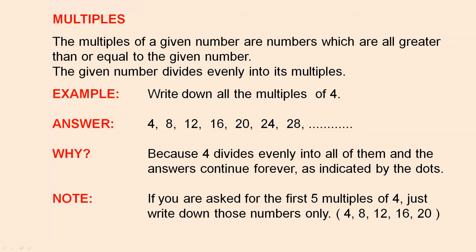Multiples. The multiples of a given number are numbers which are all greater than or equal to the given number. The given number divides evenly into its multiples. For example, write down all the multiples of 4. Now here, 4 is the given number. The answer: 4, 8, 12, 16, 20, 24, 28, and so on. Why? Because 4 divides evenly into all of them, and the answers continue forever, as indicated by the dots.